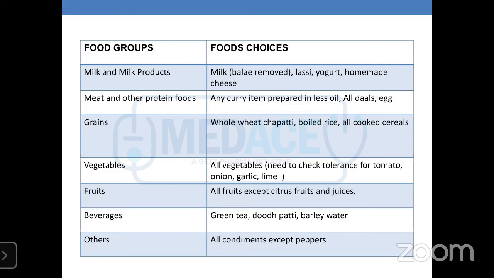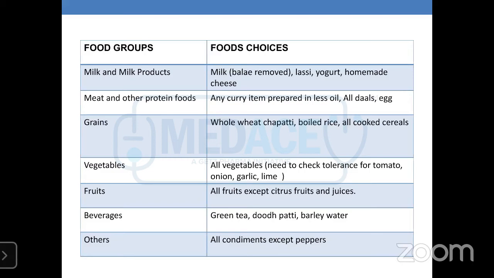Then grains: whole wheat chapati, boiled rice, and all cooked cereals. One thing I practiced and also suggest to my patients is, if possible, at breakfast, because we tend to eat more parathas, instead of white bread, switch to chapati, and it has very good effects. You can also tell them to consume whole wheat chapati made from chakki atta at breakfast, which is a better option than white bread.